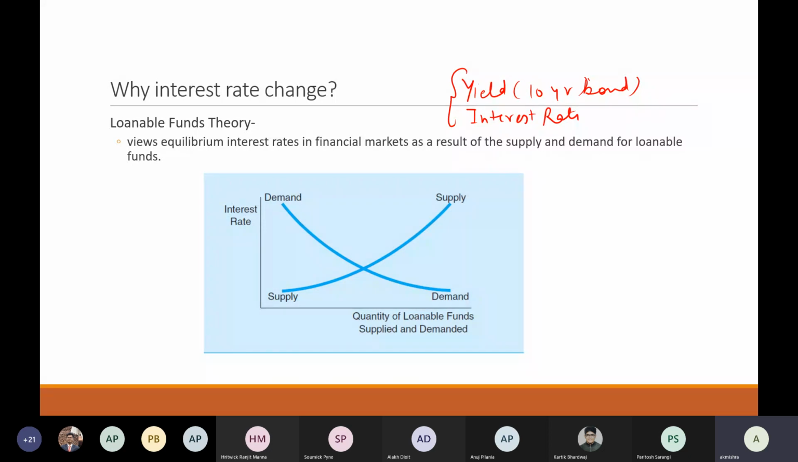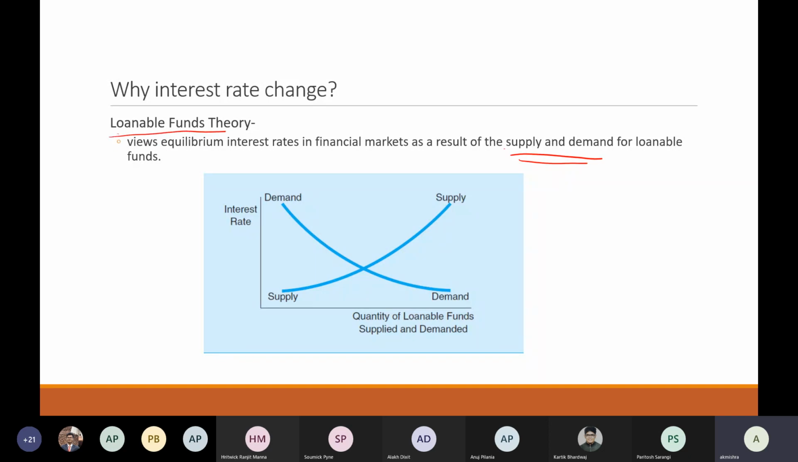First we will discuss the interest rate, what factors decide the movement of interest rate, and then we will relate interest rate with the yield. So more or less, we know that any asset, whether it's a physical asset or a financial asset, is driven by demand and supply conditions. So there is a theory, we call it the theory of loanable funds.